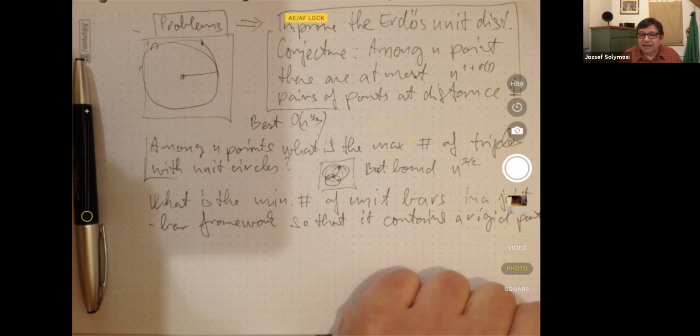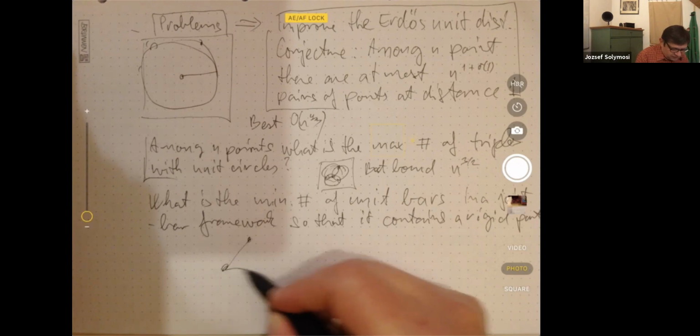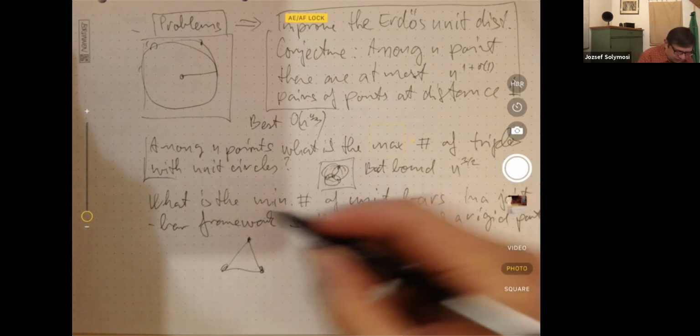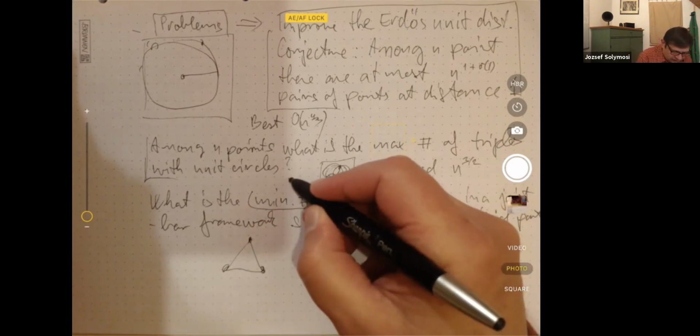Why can't you do it with 5? I could do it with 3. This is rigid, but this is not the question. Well, I don't understand the question. Thanks for asking. The question is, what is the minimum number? So this is, let's call it capital M of n.